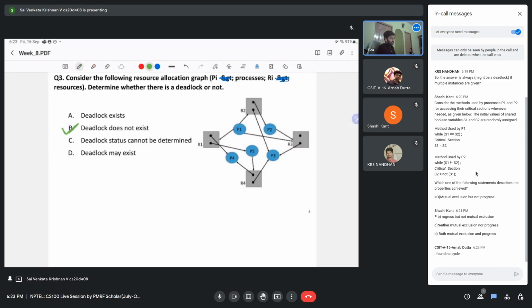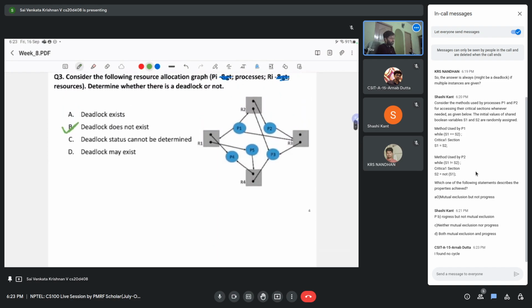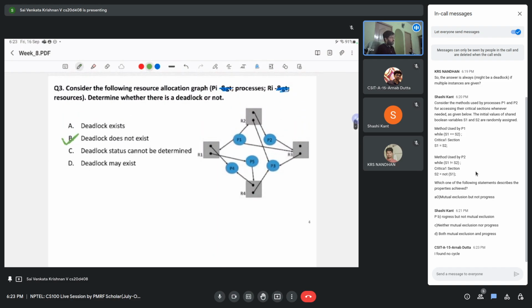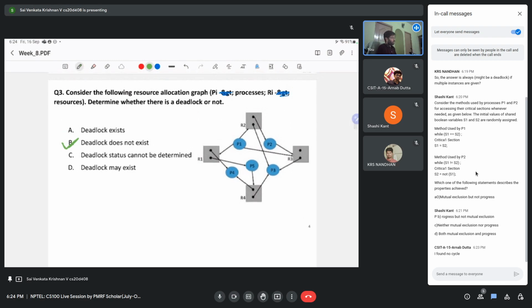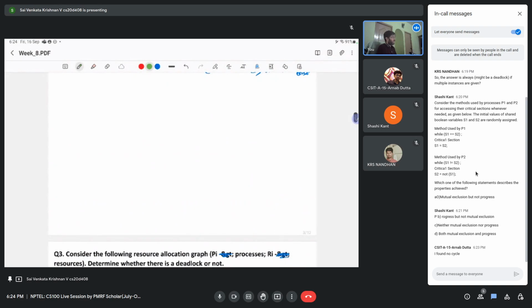Okay. So any doubts in this question? So if there is no cycle, whether it's multiple instances or single instance, if there is no cycle, then straight away we can tell that there exists no deadlock. So any doubts in this question? Right. So let's see what Shashikant has mentioned in the chat box.